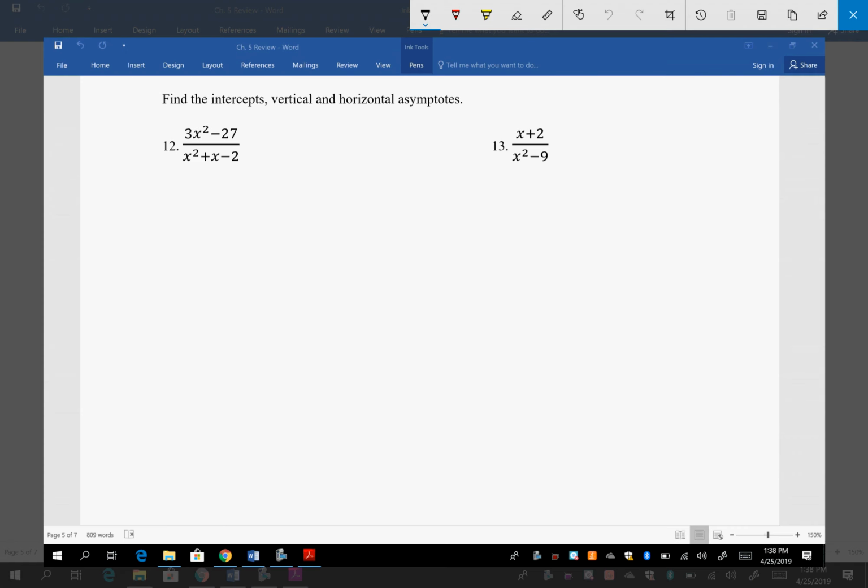The first thing I noticed in number 12 is that we can factor. What do 3x squared minus 27 have in common? They have a 3. Okay, what about the denominator? This is a quadratic trinomial, but what's the first number? What's letter A? It's a 1. So do I need to use that method I just showed you?